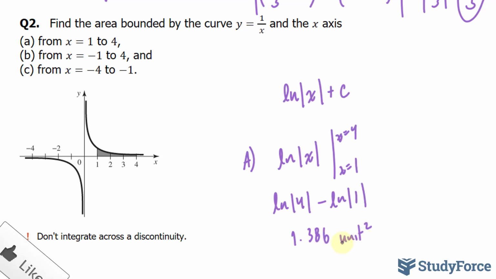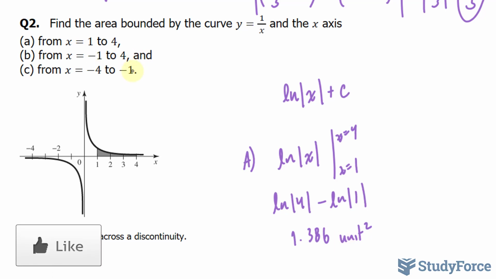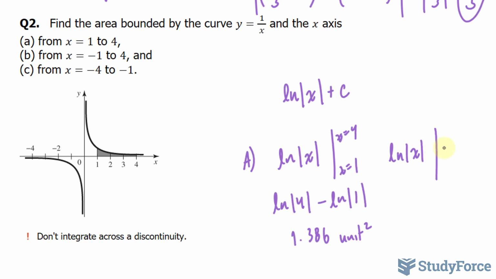For part B, that's impossible. They want us to integrate between negative 1 and 4. Now there's a discontinuity here. Okay, so you can't integrate whatever this bound is defined by negative 1 through positive 4. It's impossible.